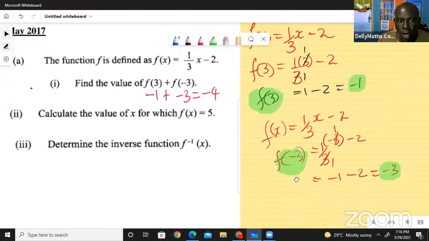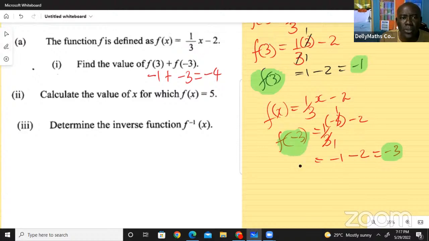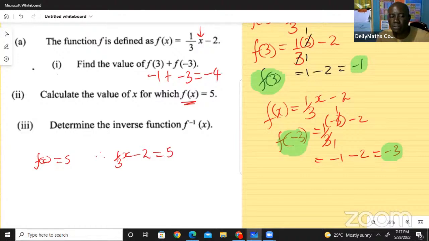All right, so I'm pulling on. Calculate the value of x for which f of x is 5. What they're saying is which value I could have put here and work this out such that my answer is 5. So in order to do this, we want to equate the f function to 5. Remember now, the f function is 1/3 x minus 2. Let that equal 5. And from here, we want to solve for x.